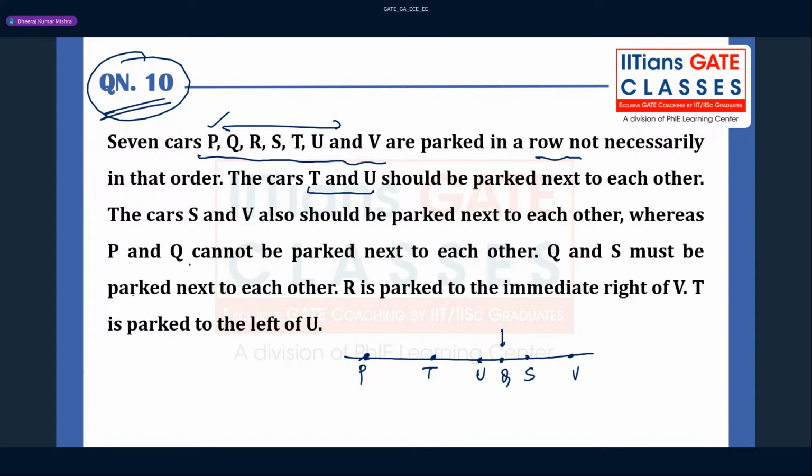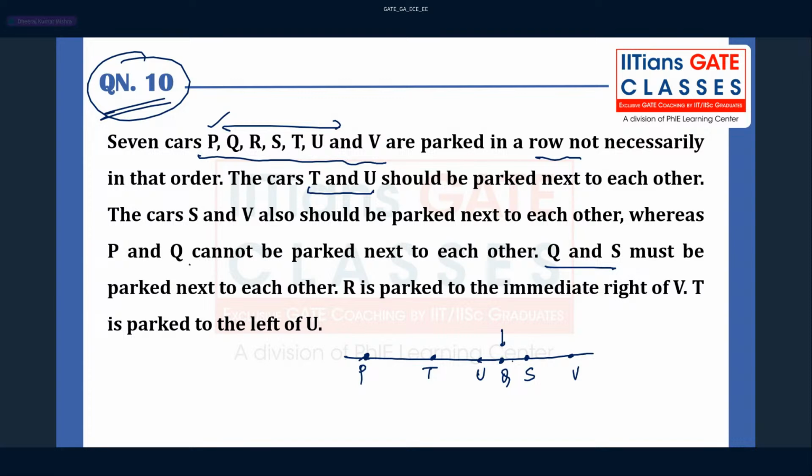Now Q and S must be parked next to each other. So why am I not putting Q here? Because they must be parked next to each other, right? Q and S. Yes, this is right then. This Q location is perfect, because they are parked next to each other.